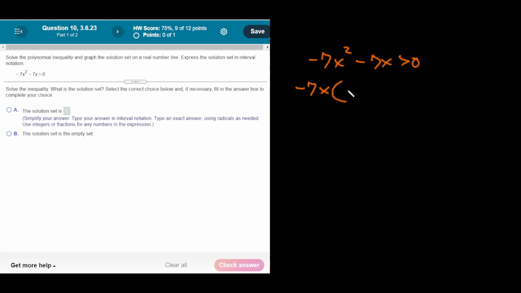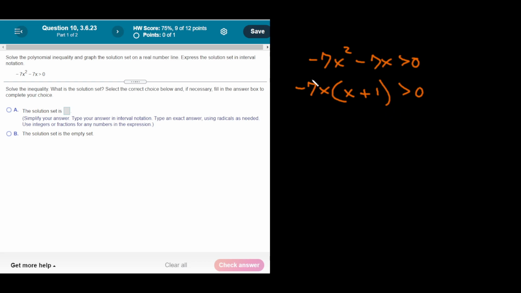-7 divided by -7 is 1. X squared divided by x is just an x. And you know a negative divided by a negative is a positive, so it works out. Over here, we took out another negative from here, so that's going to be a positive now. Be careful. -7 divided by a -7 is a 1. X divided by x is also 1, so we get x plus 1.